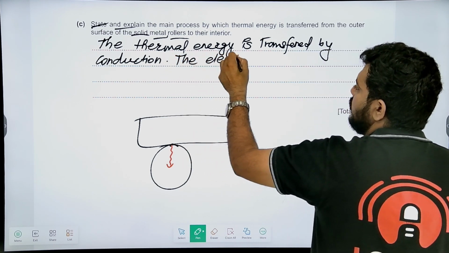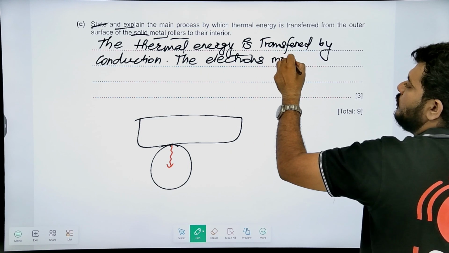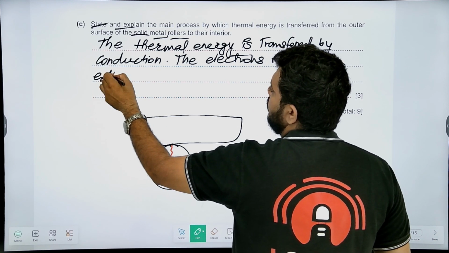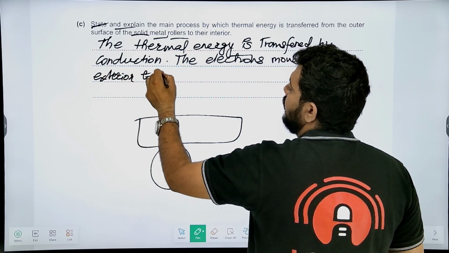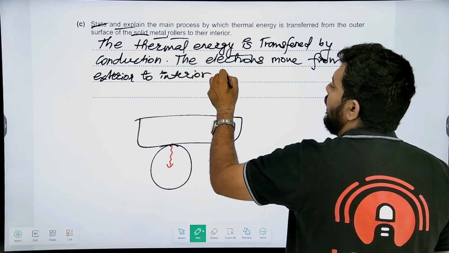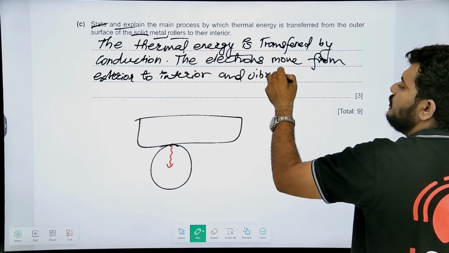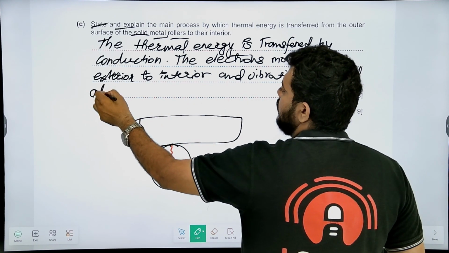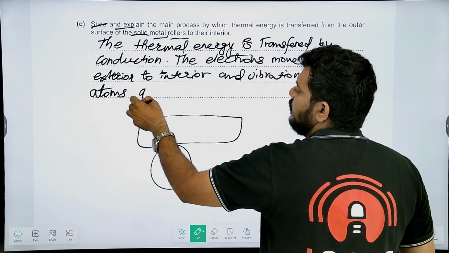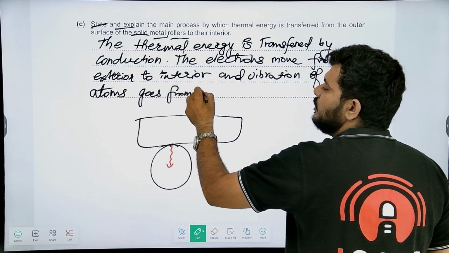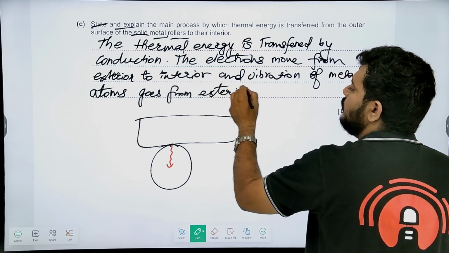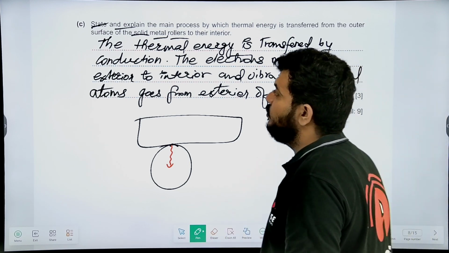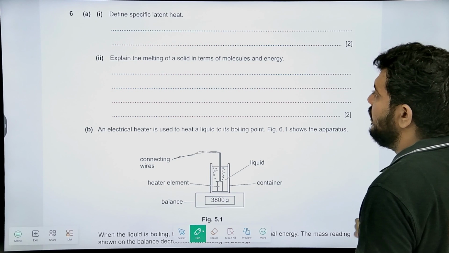The electrons move from exterior to interior, and vibration of metal atoms goes from exterior to interior. I think my handwriting is readable for you. Okay. Then we have the next question.